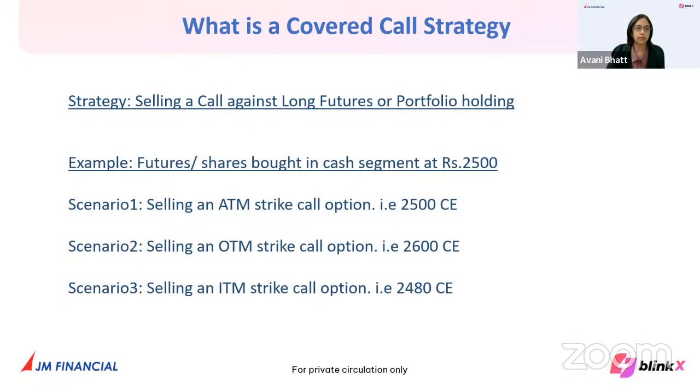So either say for example, you have futures or you have shares bought in the cash segment at rupees 2500. Now at rupees 2500, if you have bought this, then against it you have to sell a call. You are going to sell a call. Now which strike to select? So calls we have, either you can sell the at the money strike price, which is the 2500 call itself, or you can sell an OTM call, which will be a little above your buying price, which is around say for example 2600 call, or you can also sell an in the money call, 2480 as an example of an in the money call. So now in which scenario which strike to select, how to do it, we will see that in the coming slides.